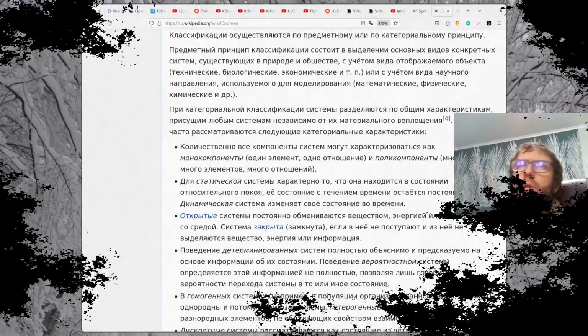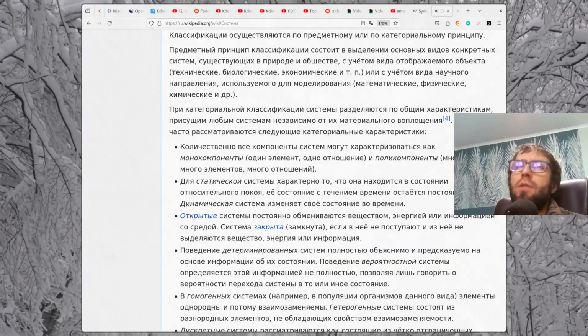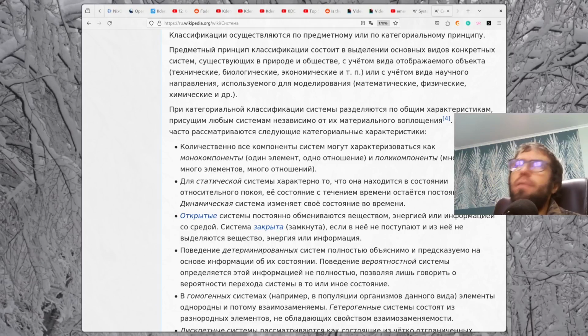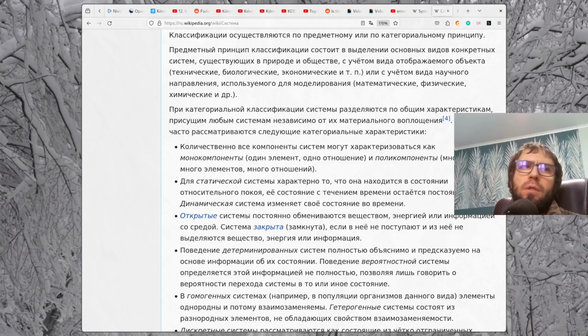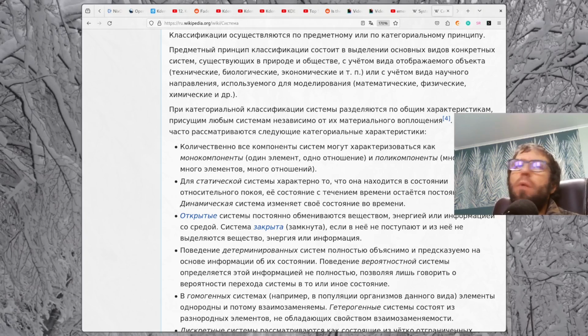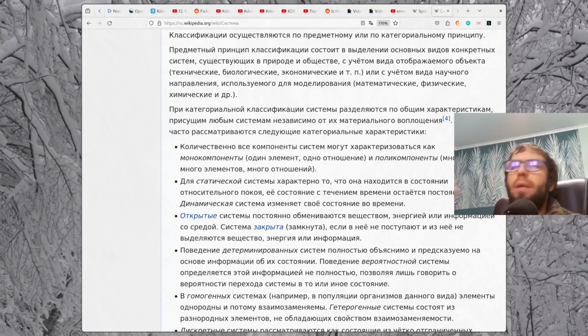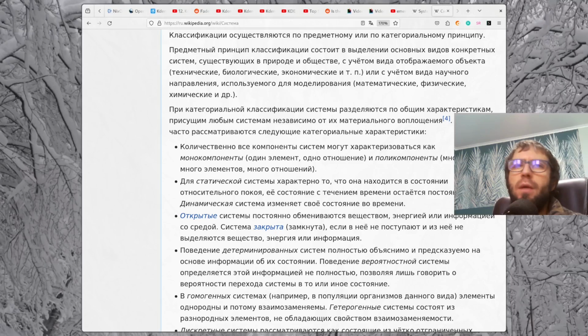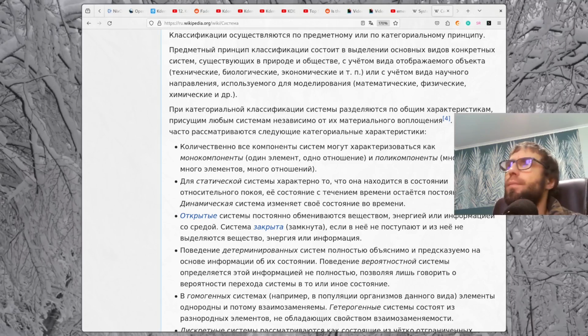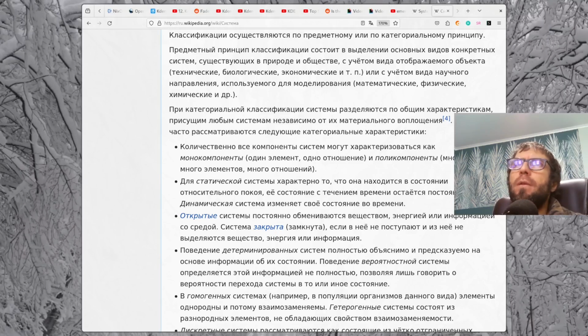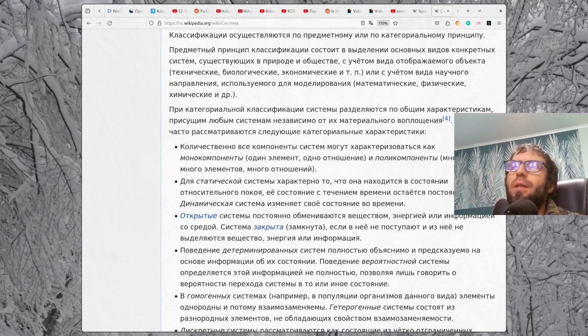Okay, now let's talk about classifications. Classification of the system. We can classify the system by the quantity of the elements of the system. For instance, there exists a system which consists of only one or several elements, and there are systems which contain many, infinitely many elements. Such systems exist where we have infinitely many elements.